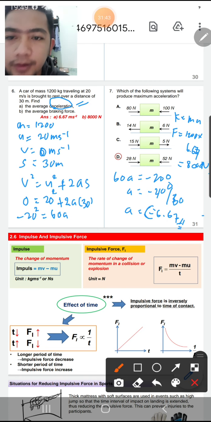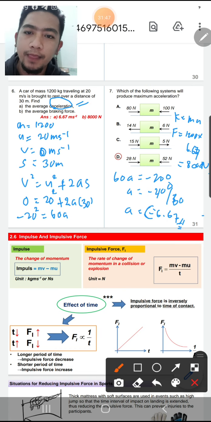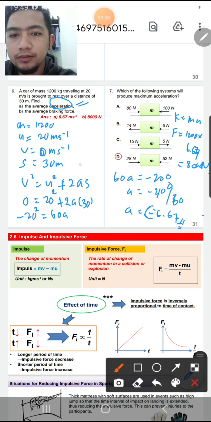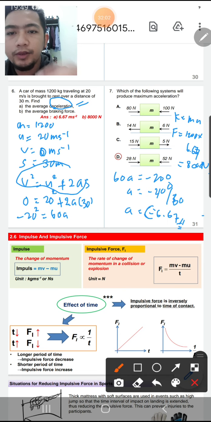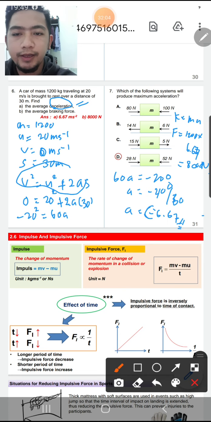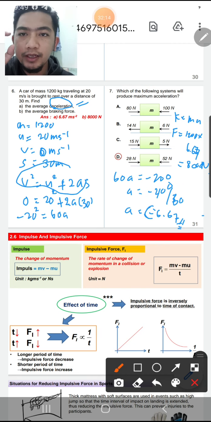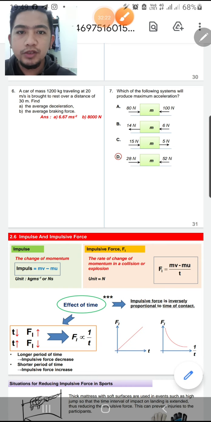Newton. Actually, we need to relate all the lessons we have learned, like this formula. If you forget it, how do you find the deceleration? How do we get this, why can we choose this formula? Based on the information given in the question. If you know the available information, you will relate and remember which formula is suitable to find what the question asks. Okay, so last question: which of the following systems will produce maximum acceleration?